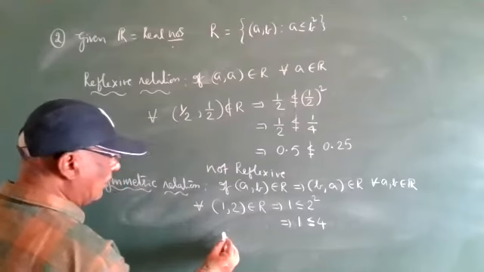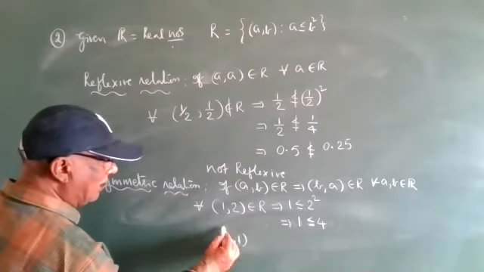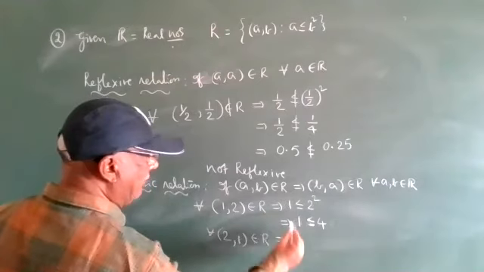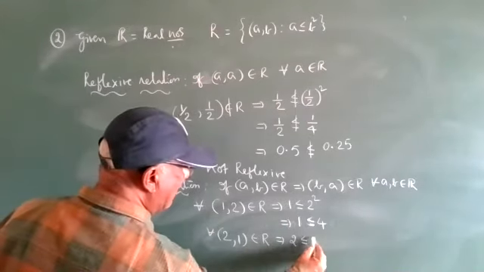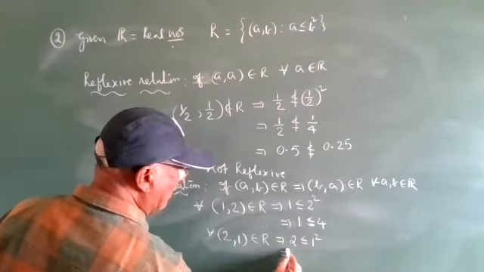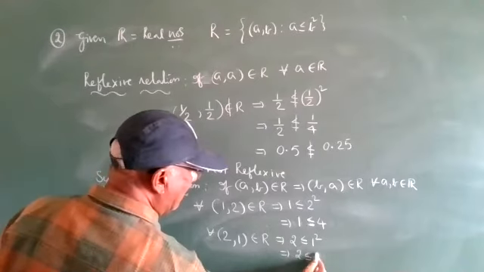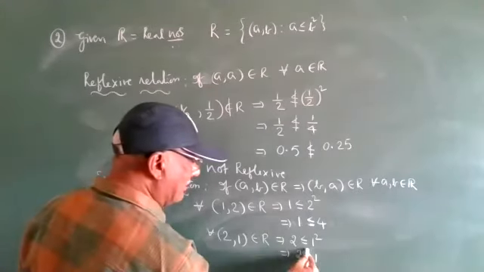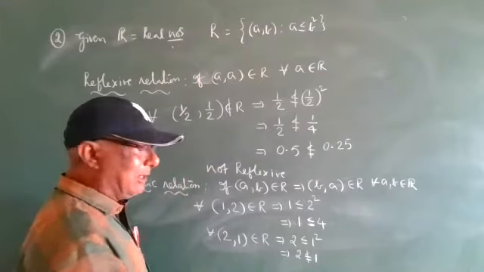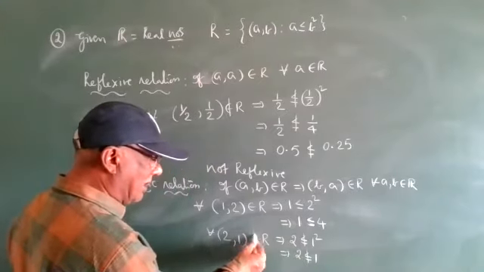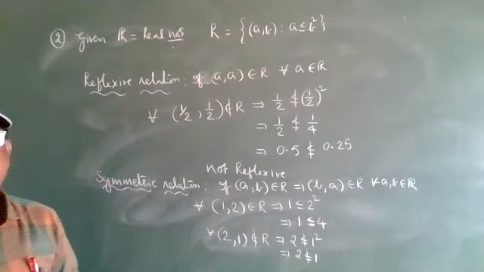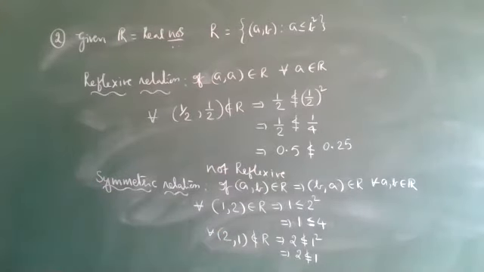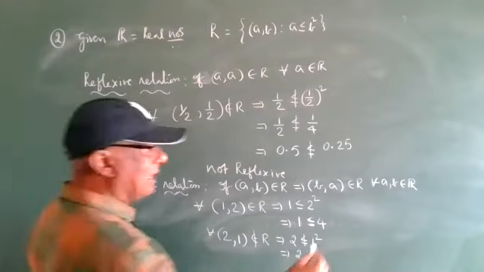Second one, the reverse. 2 comma 1 belongs to R by the definition if 2 is less than or equal to 1 square. 2 is less than or equal to 1 is wrong. 2 can never be less than 1, so it does not belong to R. Therefore, not symmetric.